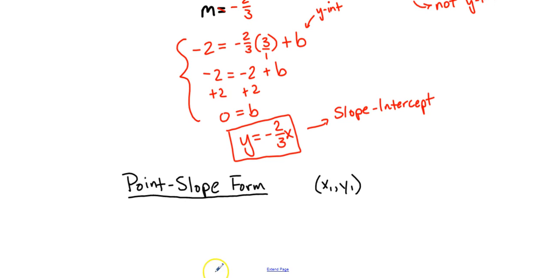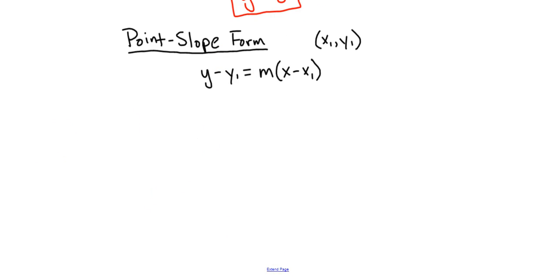So the form of this, or what this point-slope form looks like, is I take a general y and I subtract whatever the y coordinate of my point is, so y1. And that's equal to the slope times my general x minus the x coordinate of my point. And this is a completely valid form of a line.